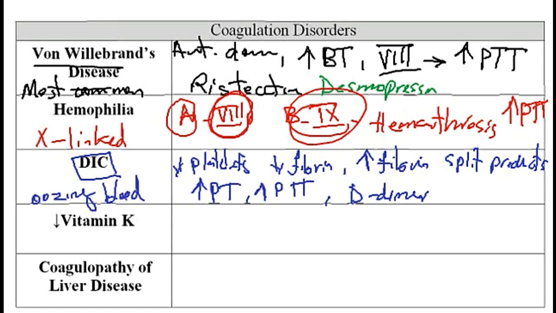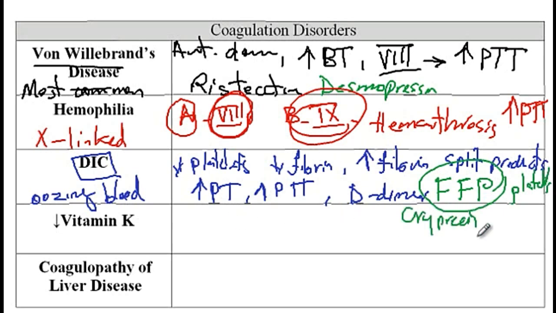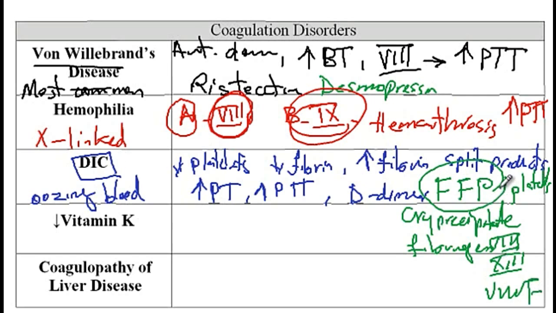Now for the treatment of DIC, you can use fresh frozen plasma, which will replace all the clotting factors. You can also give these patients platelets, or you can also give them cryoprecipitate, which contains fibrinogen, factor 8, factor 13, and von Willebrand factor. So patients with DIC can be treated with fresh frozen plasma, which contains all the coagulation factors. You can give them platelets, and then you can also give them the cryoprecipitate.